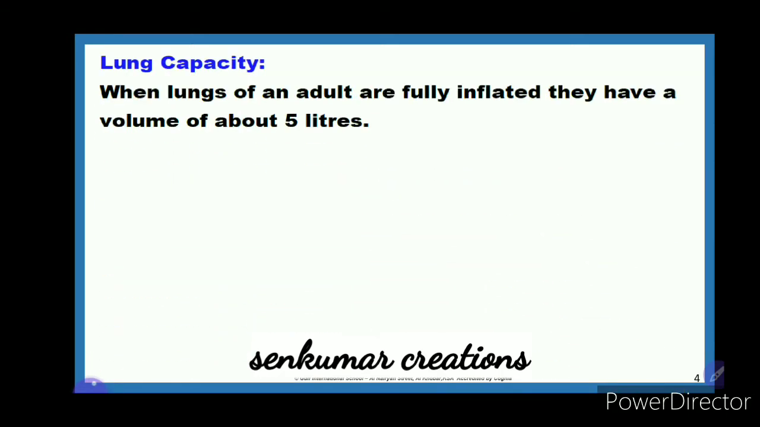So let's see the lung capacity. What is the capacity of the lung and how much volume of air can it hold inside? Let's see now. When the lungs of an adult are fully inflated, they have a volume of about 5 liters. So you can see it's inflated. In the normal condition without expanding, the volume is 5 liters capacity. Okay, the volume of the lung is 5 liter capacity.